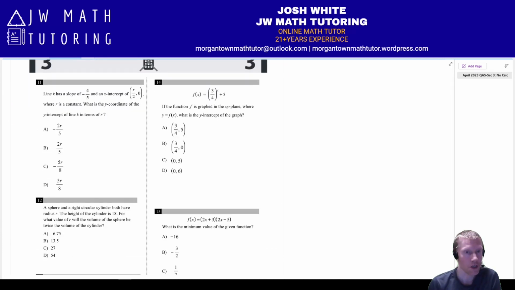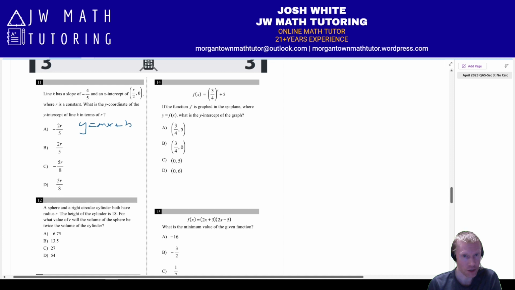Top of the next page, here we have a problem where you have a slope of a line and you have an intercept, but the intercept has a variable in it, not a numerical value. And they want to know what the y-intercept of this line is, again, in terms of that variable, not a numerical value. So there's 2 ways you could do this. If you just went ahead and used the given information, meaning the variable point, you could just plug everything into y equals mx plus b and solve for b, because they want to know the y-coordinate of the y-intercept, which is what b is.